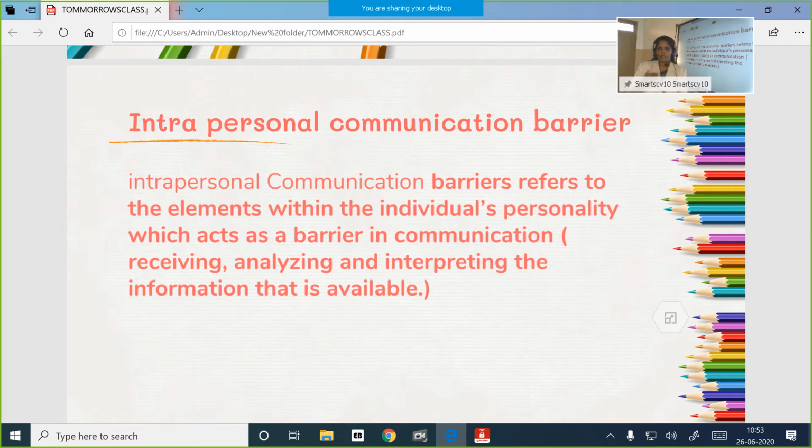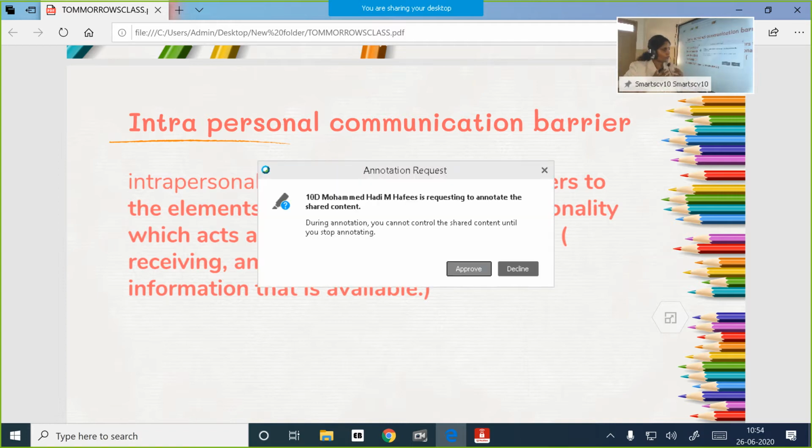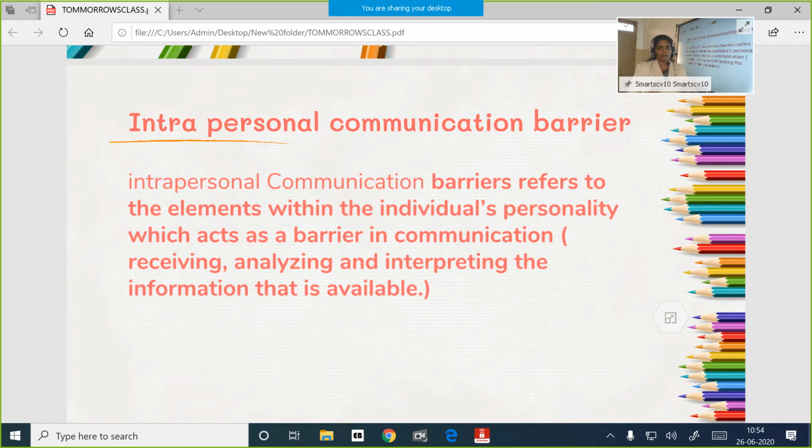We know that we always talk in the mind with ourselves, isn't it? But that should be a positive talk. It shouldn't be a negative one. We should develop a nice communication with ourselves. We should always be positive. Understood? So intrapersonal communication is the talk that we do with ourselves. Understood?